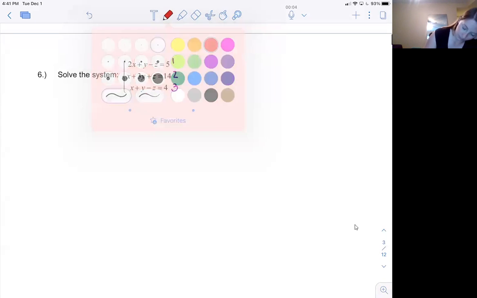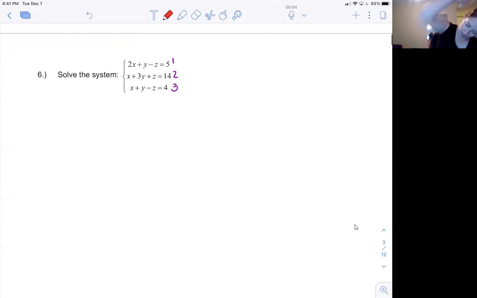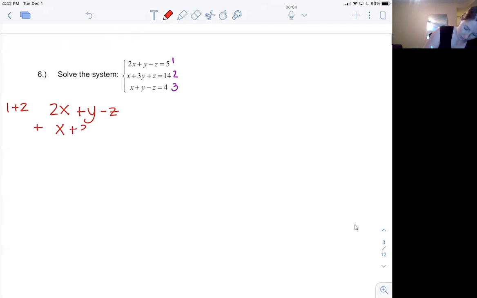So what I'm going to do is take equation 1 and add it to equation 2. So I'm going to write equation 1, which is 2x plus y minus z, and add it to x plus 3y plus z. So 2x plus x is 3x. Oops, I need to put equals 5 and equals 14.